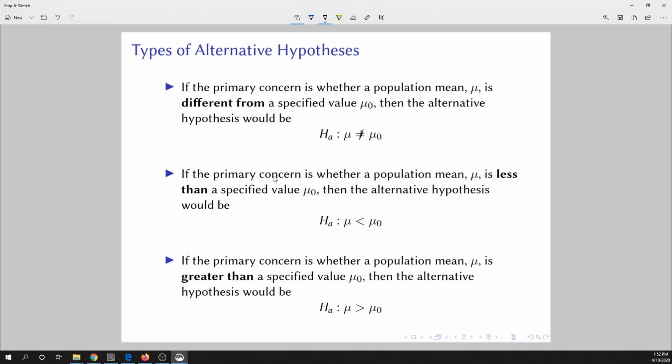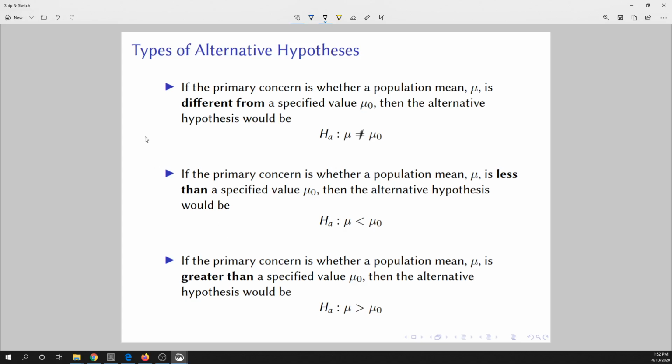Maybe when they're talking about what kind of testing they're doing, they might be concerned whether a population mean mu is less than a specified value, in which case the alternative hypothesis is going to look like this: the population mean is less than some number. And in the language of these problems, they'll use either differs from, less than, or this last one, when the primary concern is whether a population mean is greater than a specified value. So the alternative hypothesis will look like this.